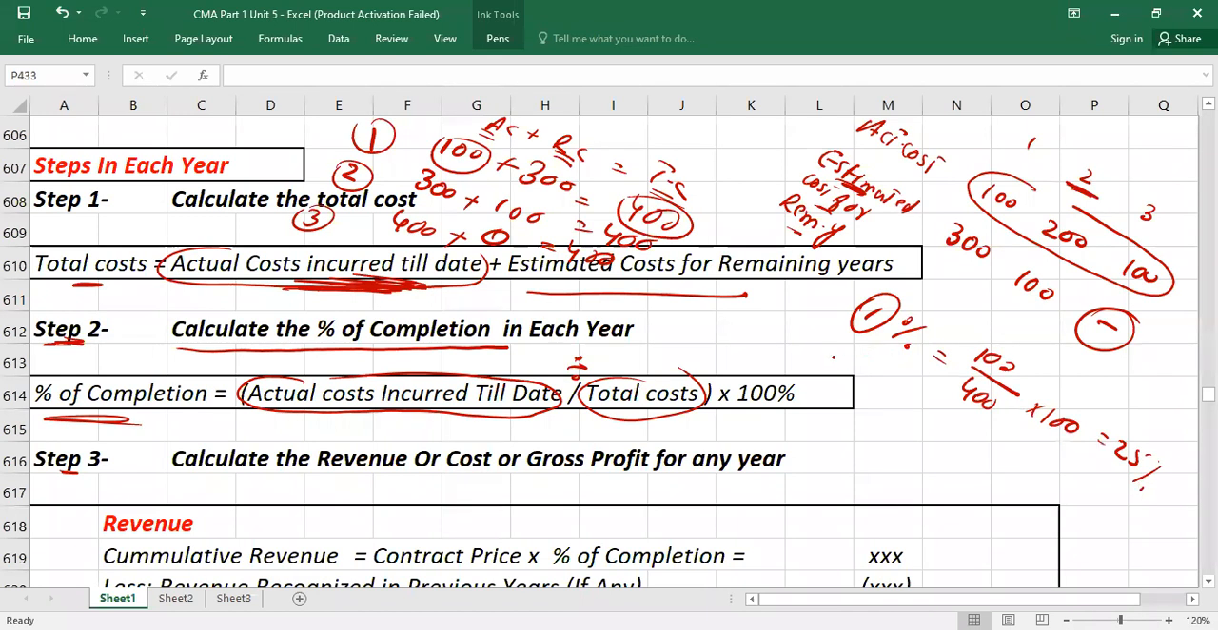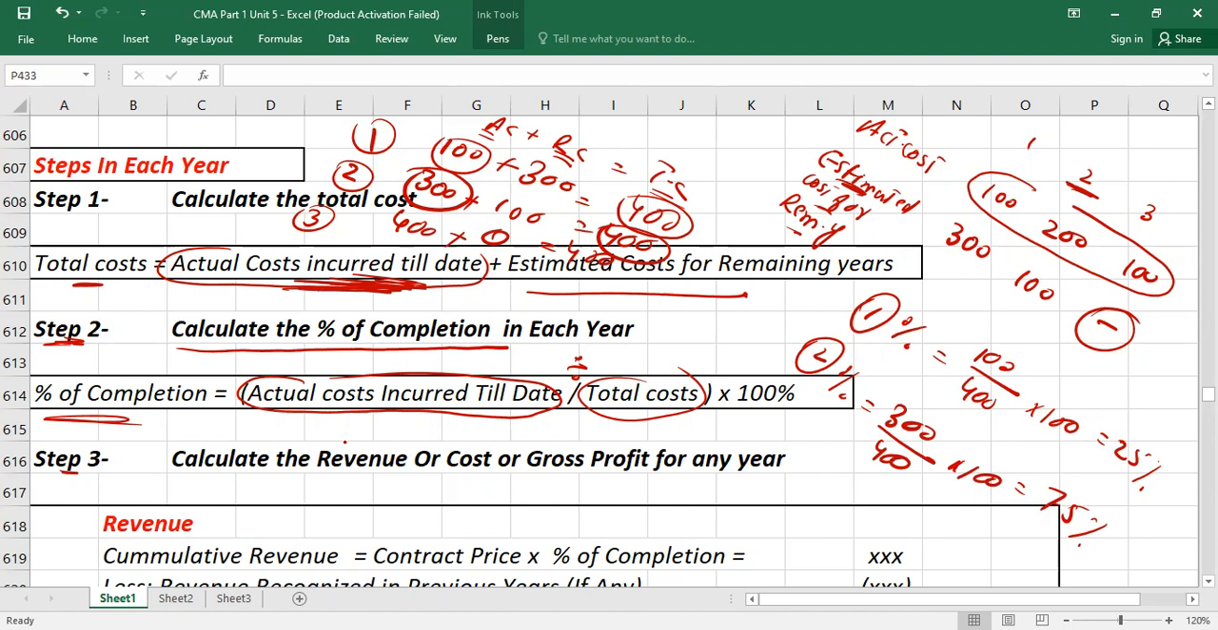Now can you tell me how you will get the percentage of completion for year 2? Actual cost is how much for year 2? Actual cost till date? 300. Right or wrong? Divided by what? Total cost is how much? 400. Multiply by 100, it will give you what? 75%. And in the last year, third year, you don't even need to calculate percentage of completion. The reason is, we will assume project is completed and the percentage of completion will be 100%.